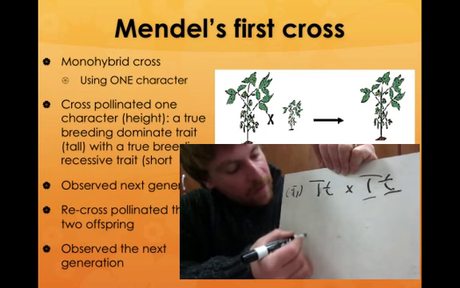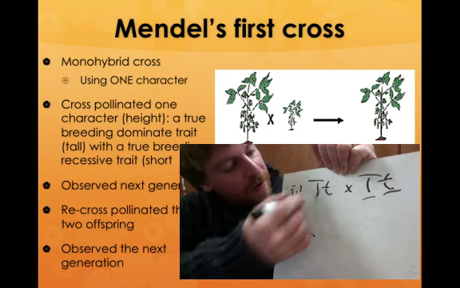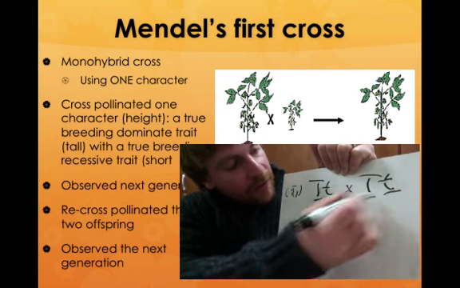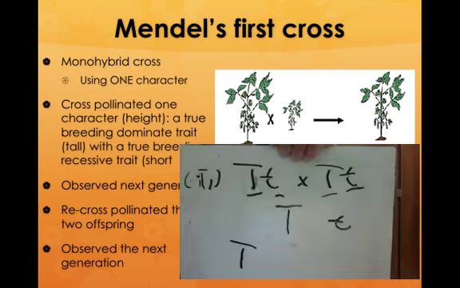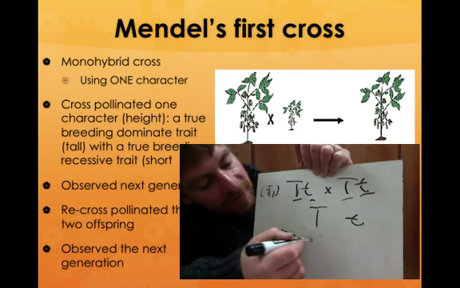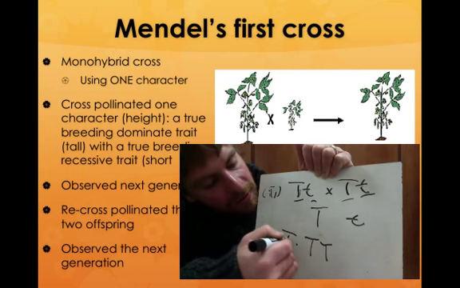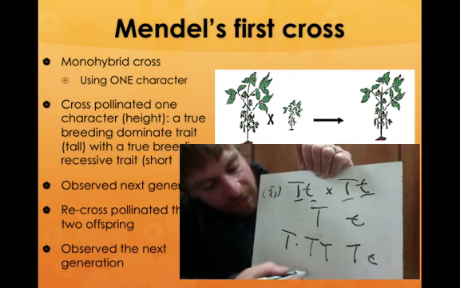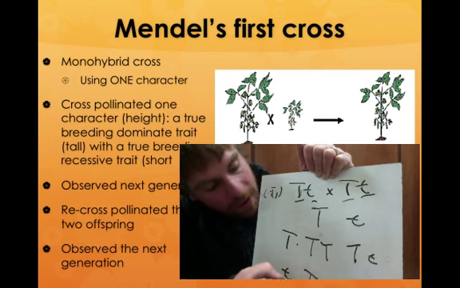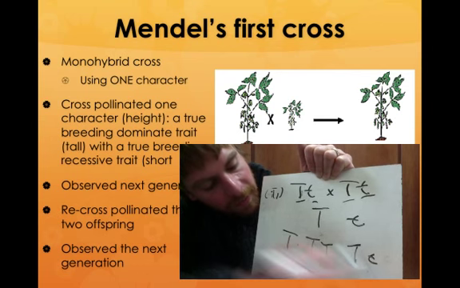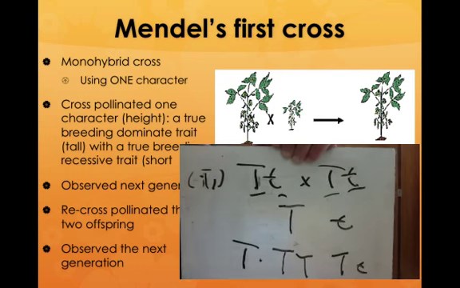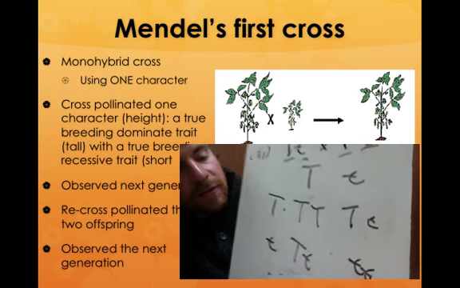And again, we do our Punnett square. We can donate this or this. And this organism can donate this one or this one. So if we match these, this is a possibility, this is a possibility, this is a possibility, and this is a possibility. We end up with his 3-to-1 ratio.